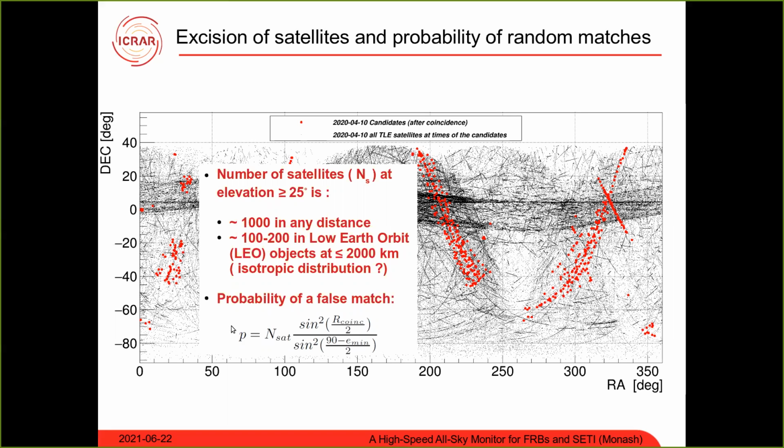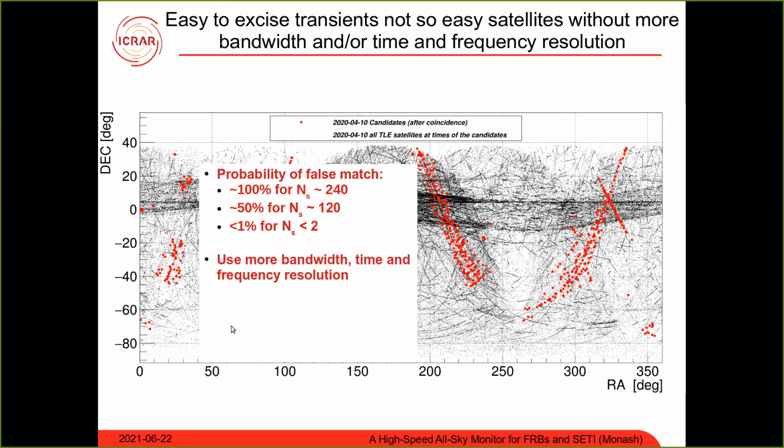So indeed, there are more than 1,000 satellites above the horizon at any given time, at any distance, and only about 100, 200 in low Earth orbit, which is less than 2,000 kilometers. So we can calculate the probability of false match. It saturates at 100% at around, it doesn't need so much, only 240 objects. So indeed, this way is not the best to excise the satellites. We need more bandwidth, better time and frequency resolution, so that we can find which objects are actually the moving ones, and they could be excluded this way.